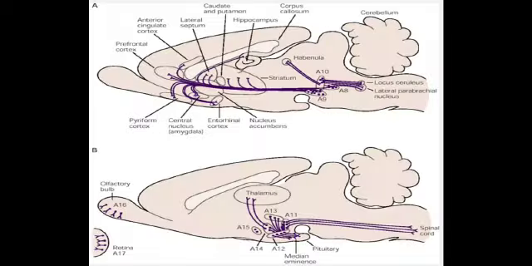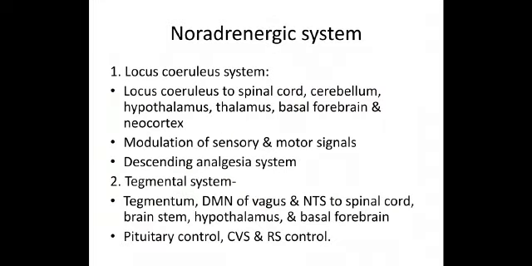So there is not only a dopaminergic system, we have a noradrenergic system. In simple terms, the locus coeruleus is called the blue spot, where it ascends to the spinal cord, cerebellum, hypothalamus, thalamus, basal forebrain and neocortex. It modulates sensory and motor signals. And you all know the descending analgesic system is mainly controlled by this pathway. The tegmental system, or the dorsal motor nucleus of the vagus, the nucleus tractus solitarius, to spinal cord, brainstem, hypothalamus, which has pituitary control with cardiovascular and respiratory control.